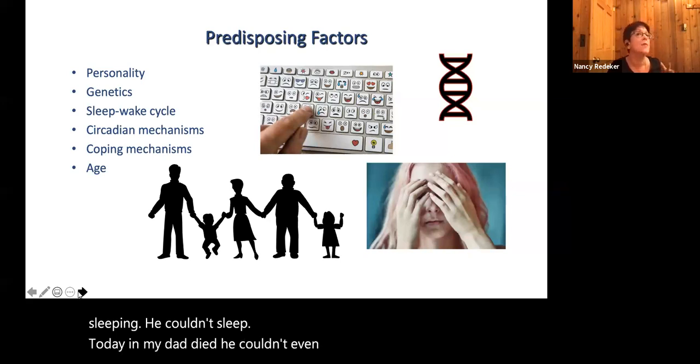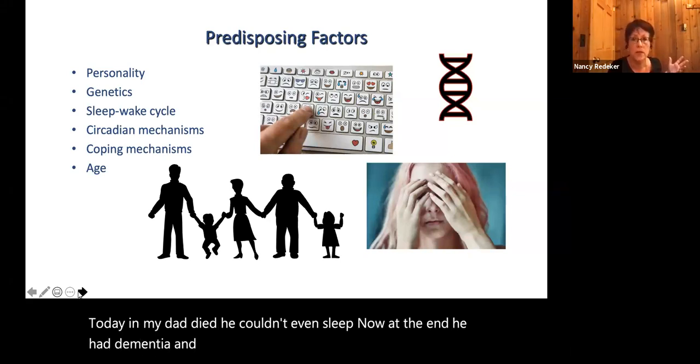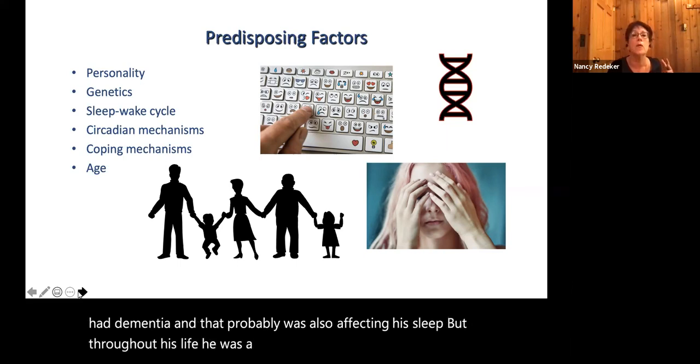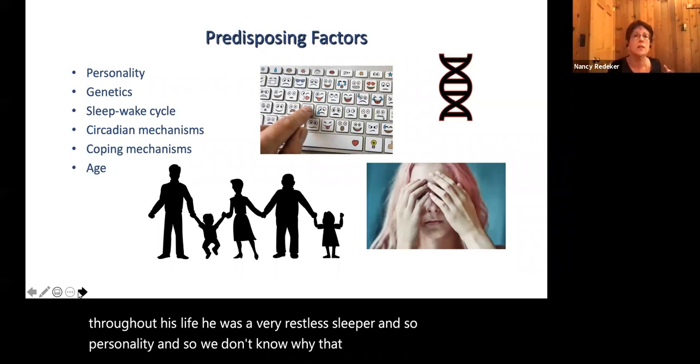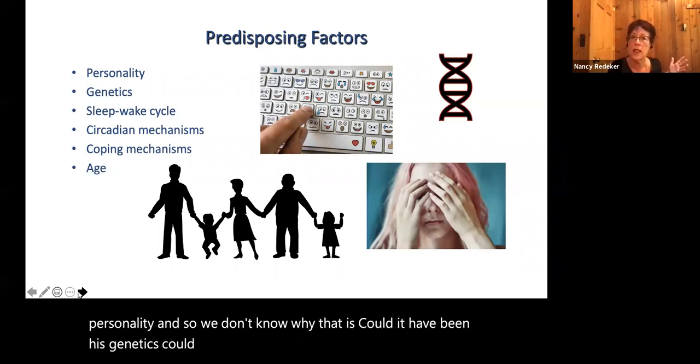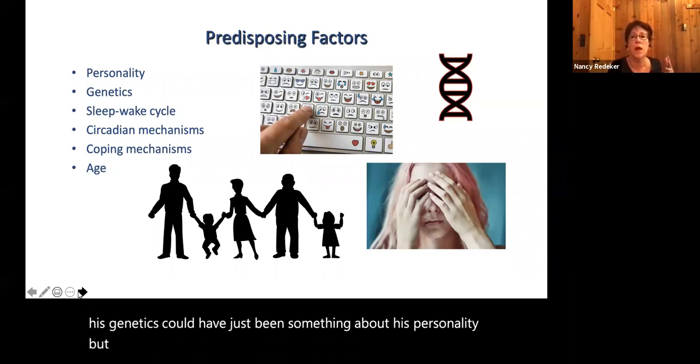Now, at the end, he had dementia, and that probably was also affecting his sleep. But throughout his life, he was a very restless sleeper. And so personality, and we don't know why that is. Could it have been his genetics? Could it have just been something about his personality? But there are people that have that concern.